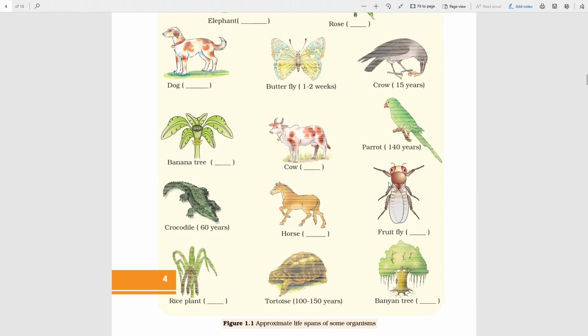Then we have fruit fly, whose lifespan is very short. It's 40 to 50 days. And then we have the rice plant, which has a lifespan of 3 to 7 months. Then the tortoise, the longest living marine animal, I think so. They live 100 to 150 years. And then there's the banyan tree of 309 years.